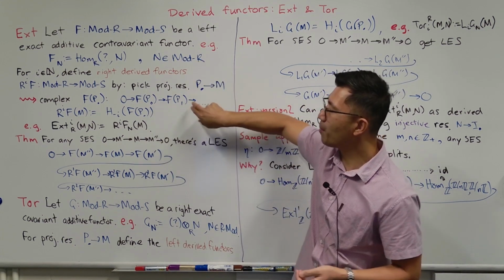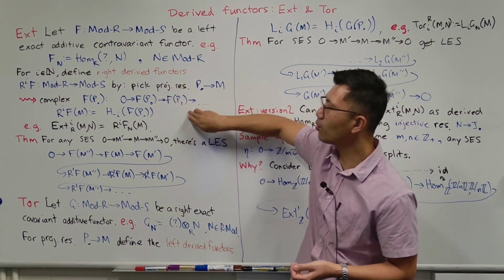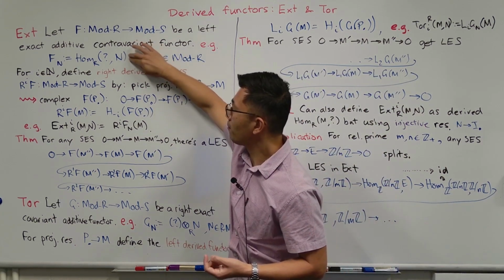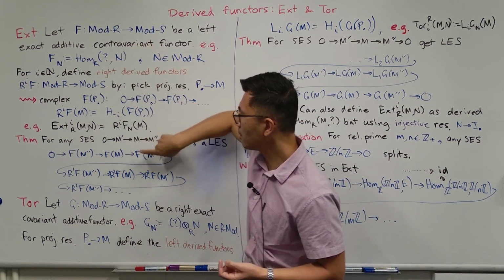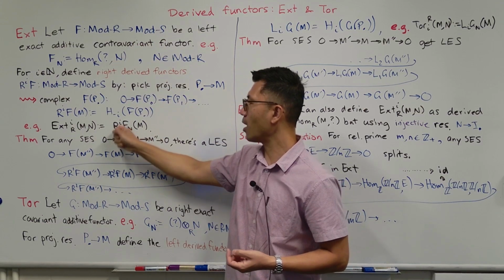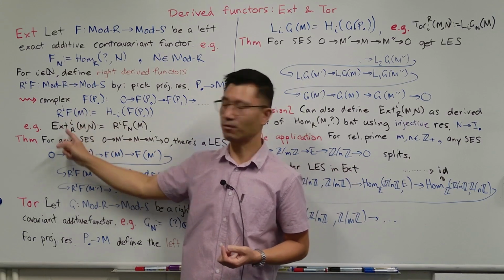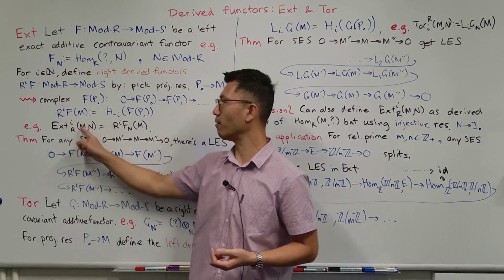In particular, if you apply this definition of the right derived functor to this particular functor here, the hom functor, the hom into N, so that F_N, if you do the ith right derived functor of F_N of M, we get what's called the Ext functor by definition, Ext^i_R(M, N).